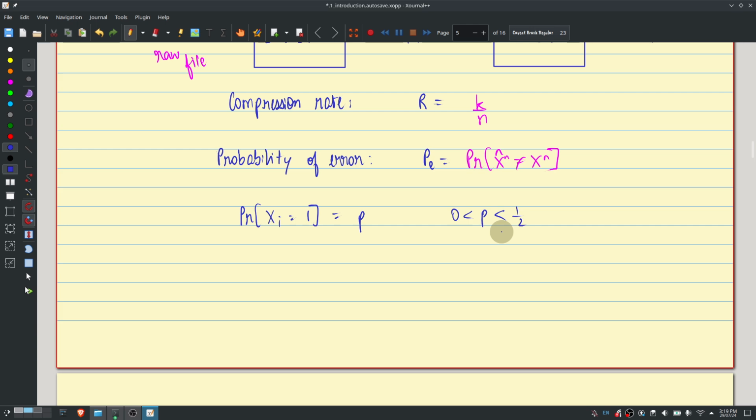So in terms of zeros and ones, p is between 0 and half. It's the other one, right? All zeros has the highest probability of occurrence. So what is the probability that xn is the all zero sequence? What is the probability that this happens? This is (1 minus p) to the power n.